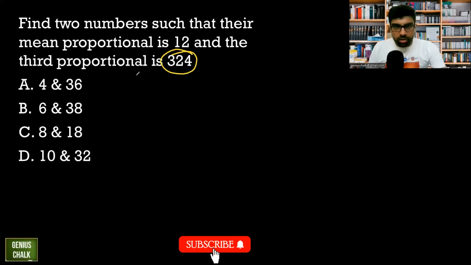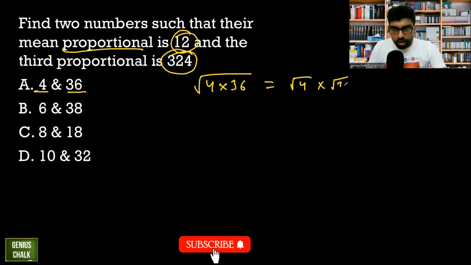Next one, find two numbers such that their mean proportional is root 12 and third proportional is 324. So this question should be solved by options. Let's take first option, 4 and 36. Mean proportional means root of both 4 and 36. So I can break it like root of 4 into root of 36. What is root of 4? It is 2 and root of 36 is 6. So this is coming out to be 12, which is satisfying this question. So mean proportion is this.